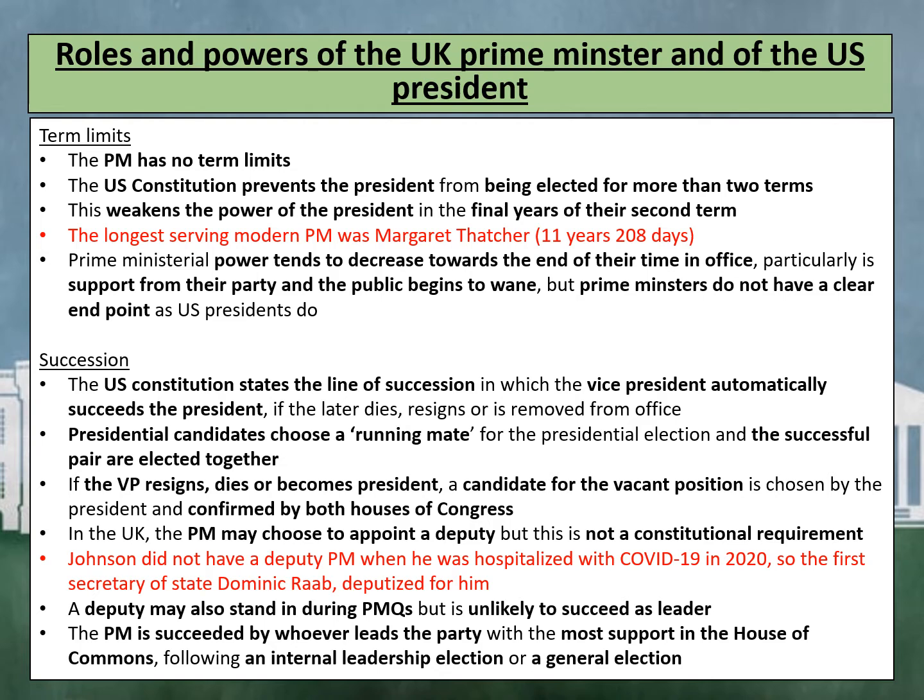In the UK, the PM may choose to appoint a deputy, but this is not a constitutional requirement. Johnson did not have a deputy PM when he was hospitalised with COVID-19 in 2020, so the Secretary of State Dominic Raab deputised for him. A deputy may also stand in during Prime Minister's Questions, but is unlikely to succeed as leader. The PM is succeeded by whoever leads the party with the most support in the House of Commons, following an internal leadership election or a general election.